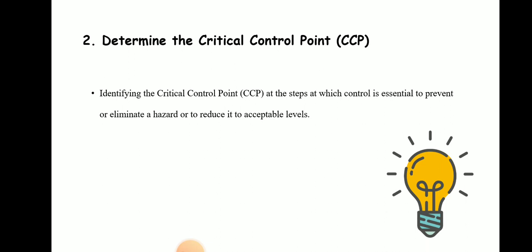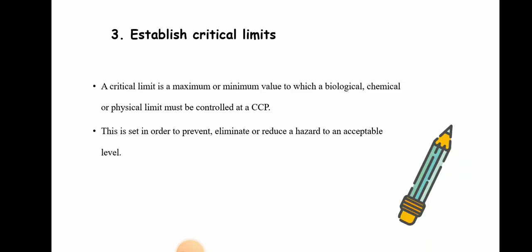Next is establishing critical limits. Once the critical control points are identified, we need to establish critical limits. A critical limit is the maximum or minimum value to which a biological, chemical or physical parameter must be controlled at a CCP. This is set in order to prevent, eliminate or reduce a hazard to an acceptable level.